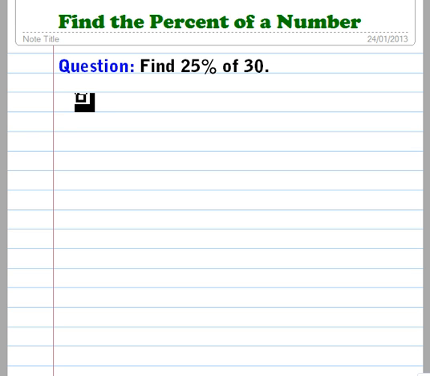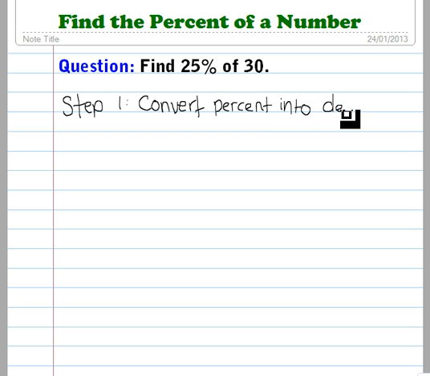So our question here today is find 25% of 30. So our first step is to deal with this percentage over here. Okay, so I'm just going to write down steps for you to follow along. So step 1 is convert percent into decimal. Okay, so as stated before, the percent that we're dealing with here is 25%.